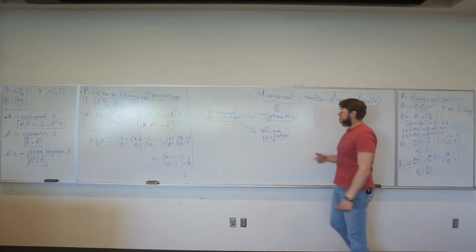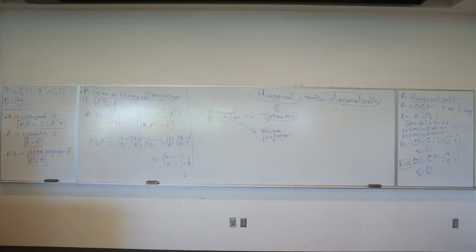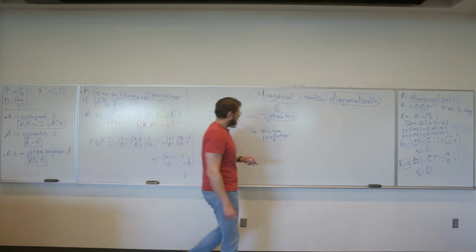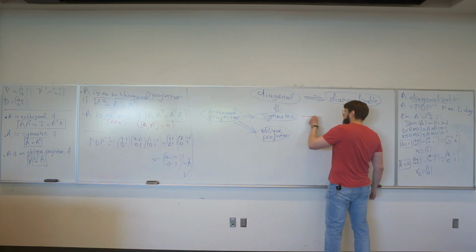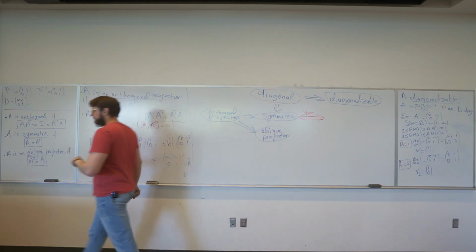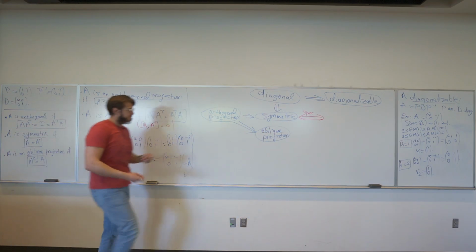Now we have the spectral theorem to add to this flowchart. I'll say this too. In fact, the spectral theorem goes both ways. The spectral theorem says symmetric if and only if orthogonally diagonalizable. That's the spectral theorem.